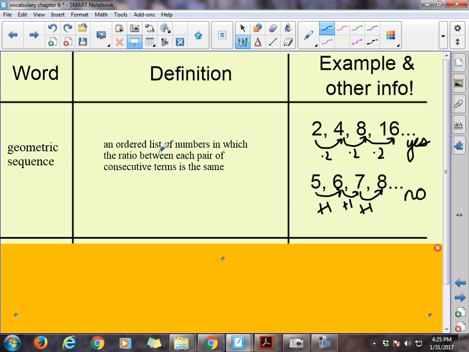A geometric sequence has to be one in which the ratio between each pair of consecutive terms is the same. If I made 2 and 4 into a fraction or a ratio, it would be the same relationship as 4 to 8, and the same as 8 to 16. These guys, if I write it as a fraction or ratio, 5 over 6 is not the same thing as 6 over 7, and not the same as 7 over 8.